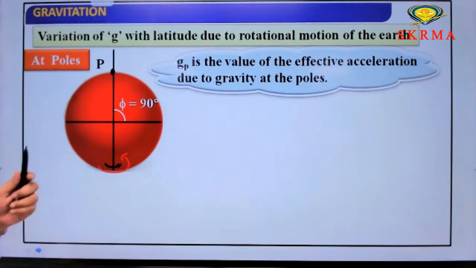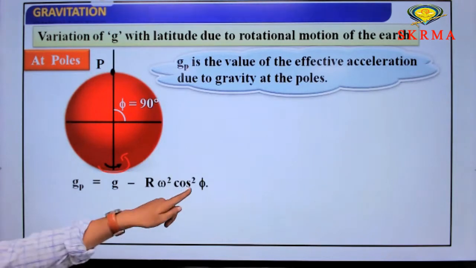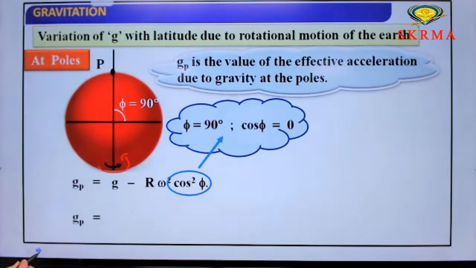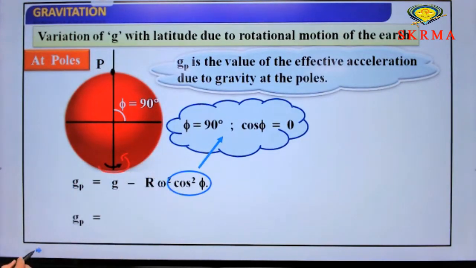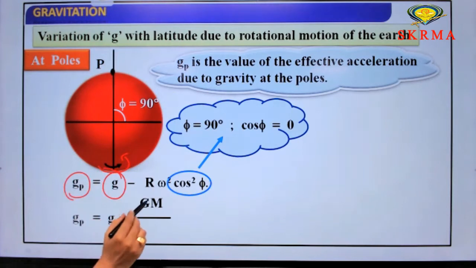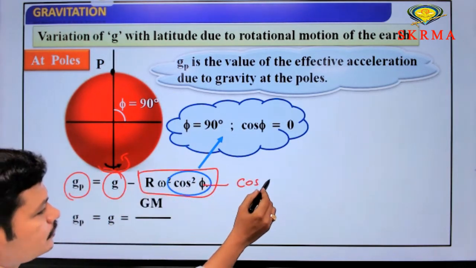The gravitational acceleration at point P, as theta equals 90, just write phi equals 90 degrees in that equation. Cos 90 is 0. That's why at the poles, what is the gravitational acceleration? Just G_P is equal to 0 for this term. Why? Because this term vanishes, because cos 90 is 0.